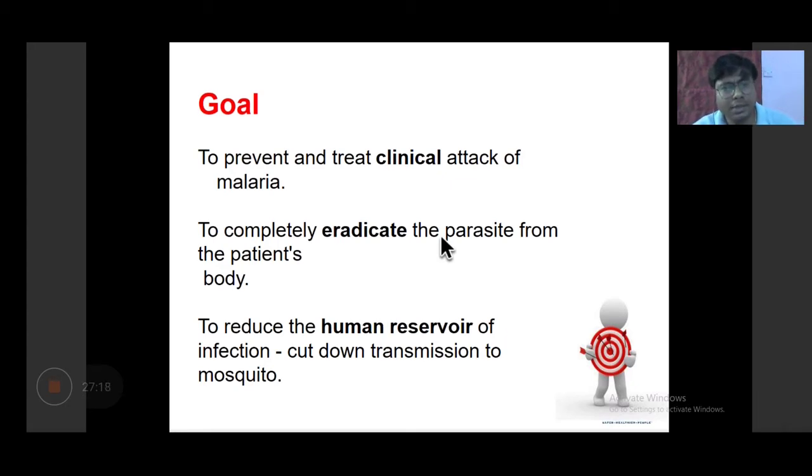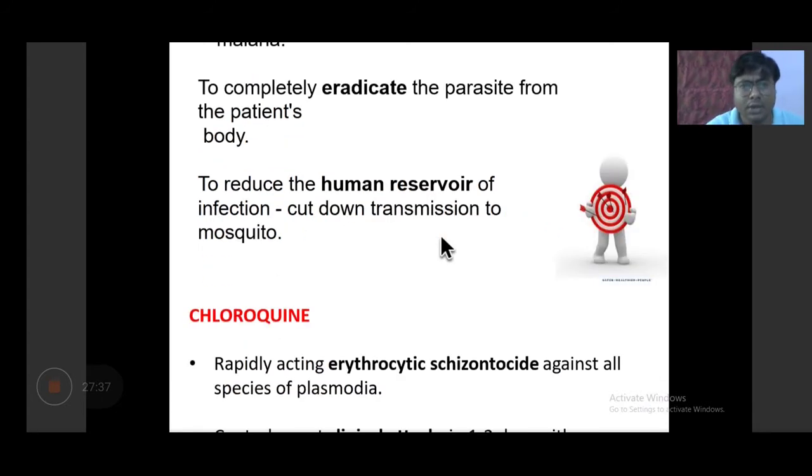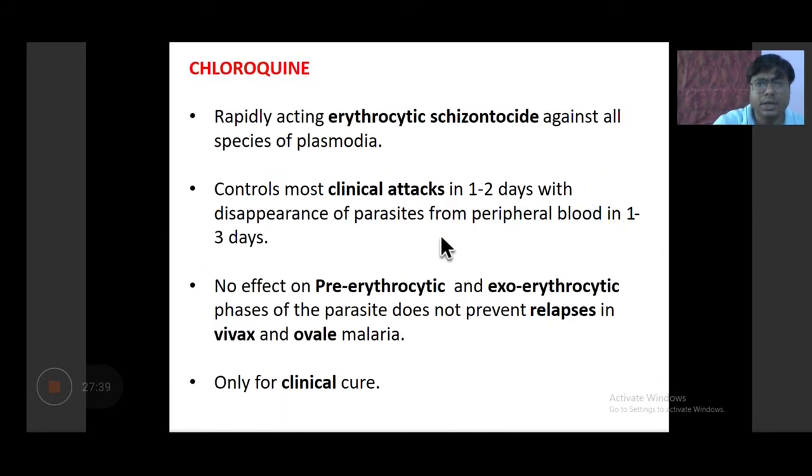To completely eradicate the parasite from the patient's body, we already saw that we should give Primaquine 15 mg per day for 14 days to prevent relapse, for complete elimination. And to reduce human reservoir of infection, cut down transmission to the mosquito, you can give a gametocide. Again, Primaquine 45 mg single dose is given. So from here, let's start our drugs one by one so that you should know about the pharmacology of drugs per se.